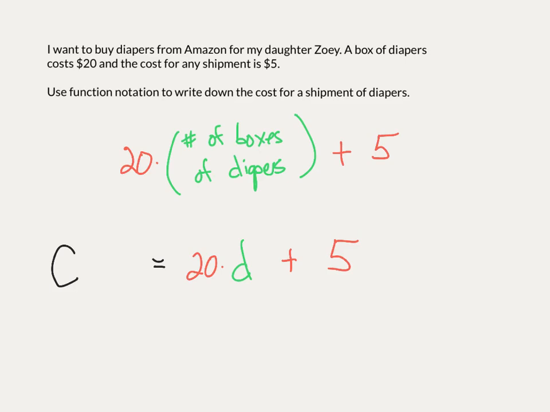And just to help the reader along, you want to know what letter is being used for the variable, and the choice that I made was D, so I'm going to write this out here. So putting this all together, the cost function for buying diapers, I would say, is C of D. So the cost of buying some number of boxes of diapers, represented by D, is 20 times D plus 5.